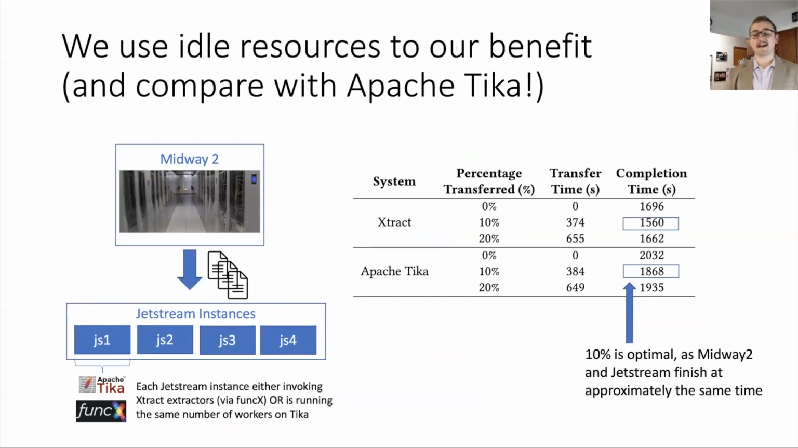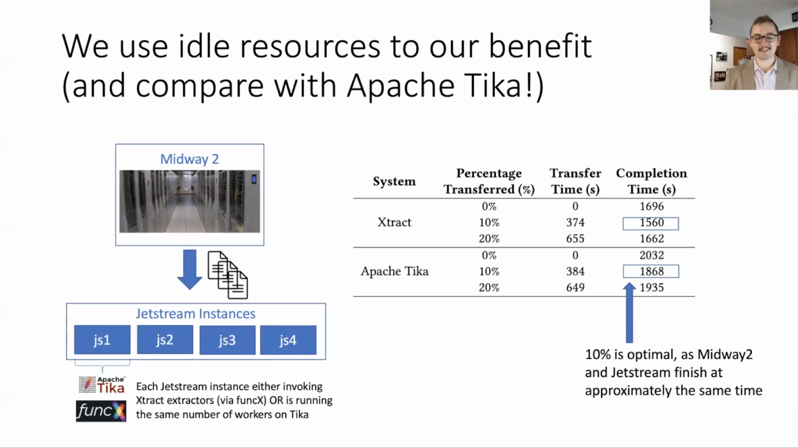We also looked at using idle resources to our benefit and evaluating offloading. Here, we use the Midway 2 cluster as our primary resource, we give it too much work, and we send the extra work to 4 Jetstream instances, each with about 10 workers or something small. We noticed that if you transfer 0 or 20%, you're in non-optimal territory in terms of time. But if you transfer 10% of your data, then you're actually seeing a performance benefit.